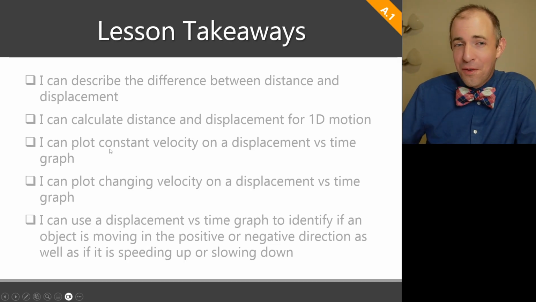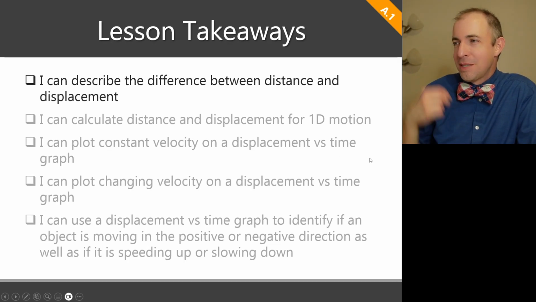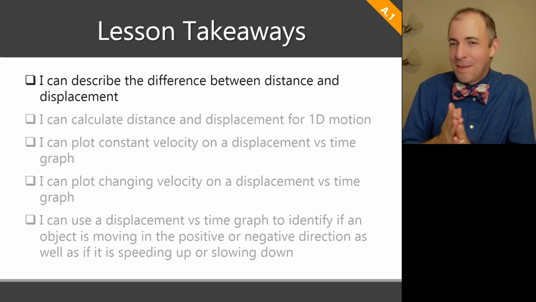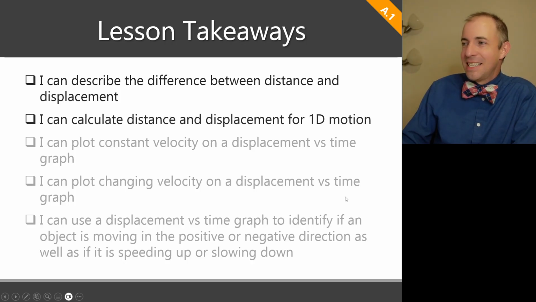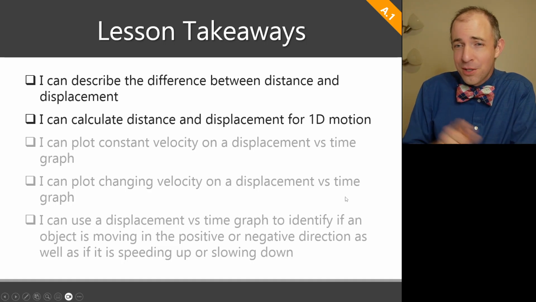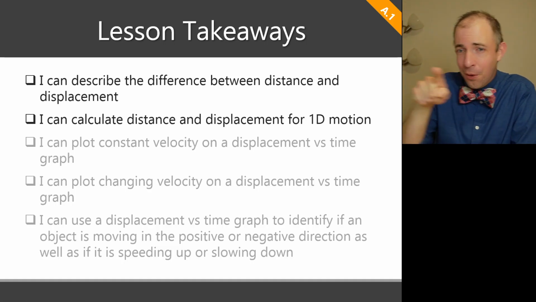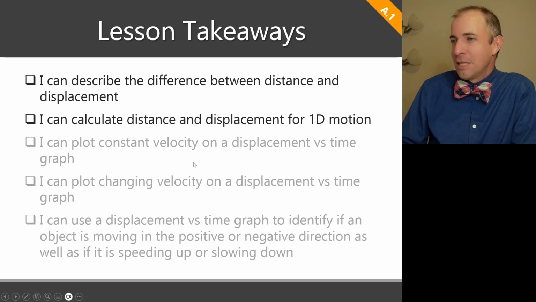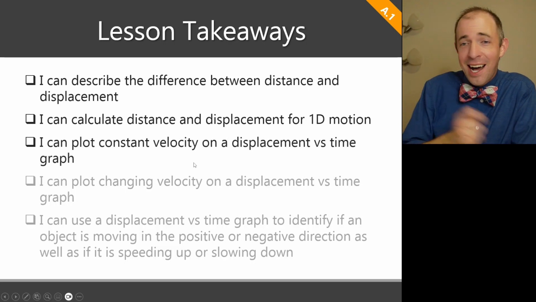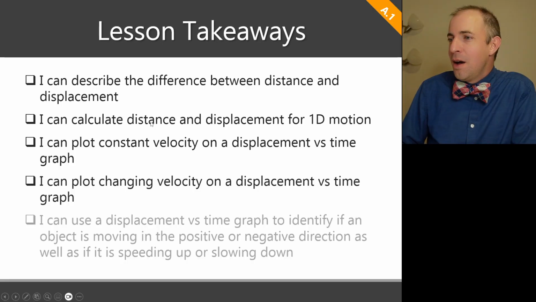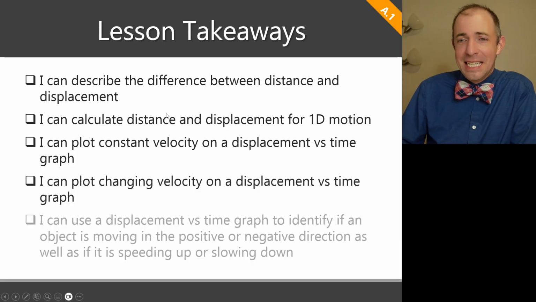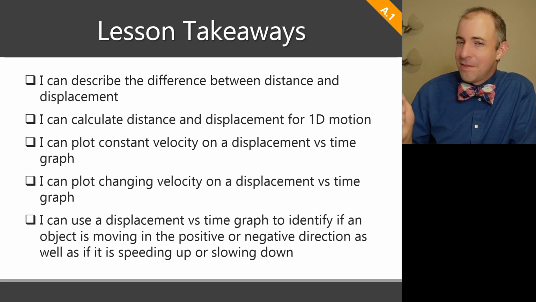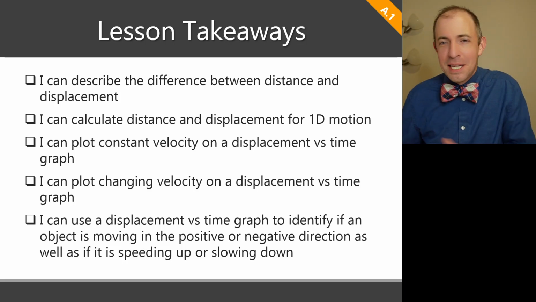All right, that was a quick overview, but our main takeaway is you should be able to describe the difference between distance and displacement, why those words sound similar but are describing different things. You should be able to calculate the distance and displacement for an object in 1D motion. Think of that object that went back and forth, and you're able to see its distance versus displacement. You should be able to plot constant velocity and changing velocity on displacement-time graphs, and then use the displacement-time graph to identify if something's moving positive or negative, or if it's speeding up or slowing down.